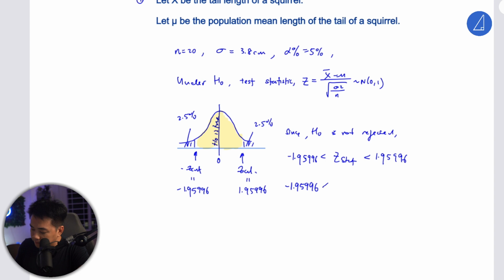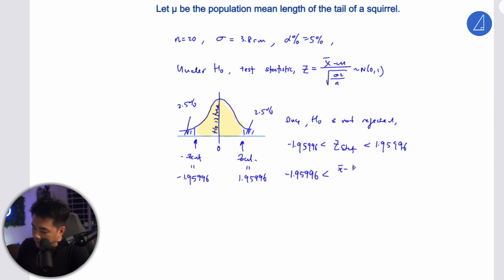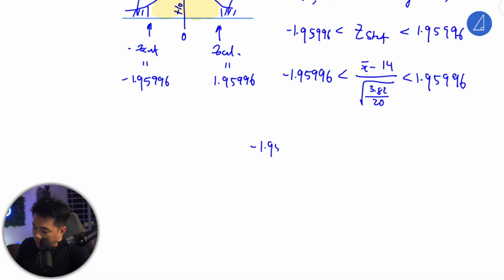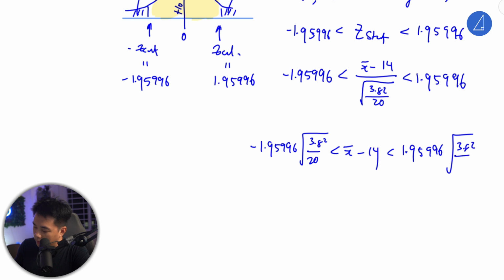So in this case, we have X bar minus 14, over the square root of 3.8 squared over 20, between negative 1.95996 and 1.95996. I'm going to just multiply throughout everything by the square root of 3.8 squared over 20. Then this will be X bar minus 14 between negative 1.95996 and 1.95996 times the square root of 3.8 squared over 20.